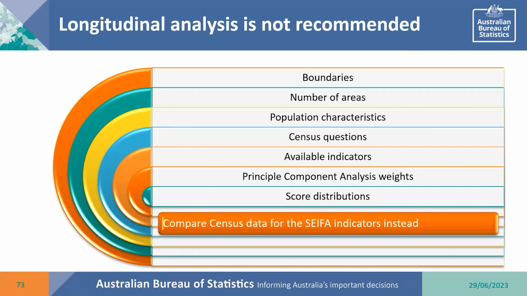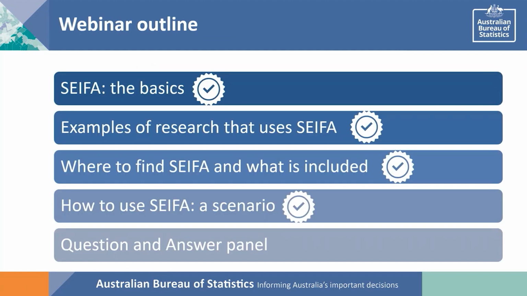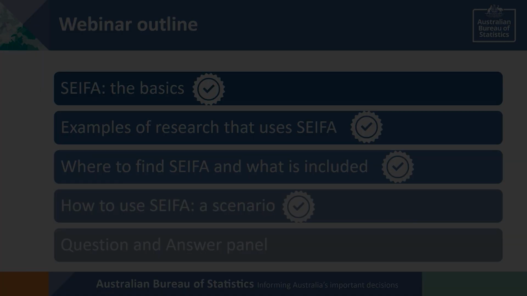So instead, we should compare census data for SEIFA indicators. And if you must compare SEIFA, please use the ranks and quantiles and not the scores. So that completes the scenario that I wanted to present today.